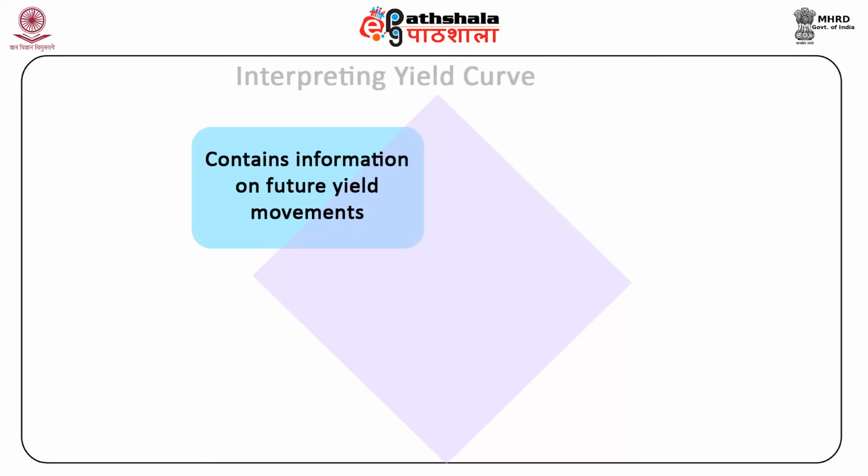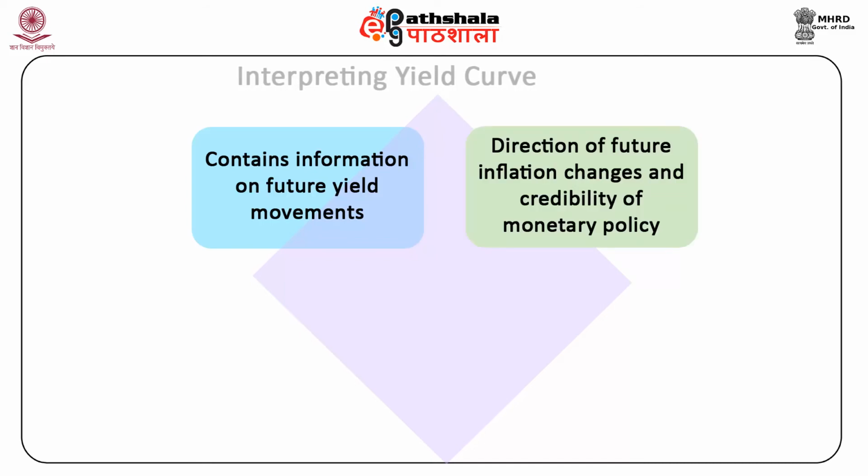The yield spread reflects the direction of future inflation changes and credibility of monetary policy. When long-term expectations of inflation rise, investors demand higher long-term yield rates, resulting in steepening of the yield curve. Hence, yield spread also indicates credibility of monetary policy in containing inflation. Improved credibility results in lower inflation risk premium, resulting in a flatter yield curve. An inverted yield curve signals deflation, reflecting impending recession and lack of effective demand.